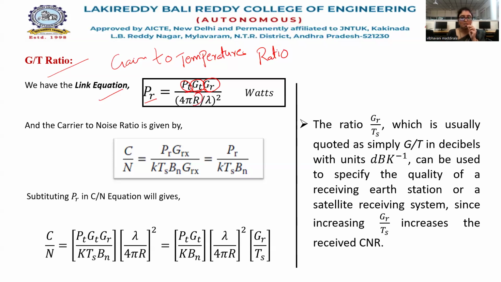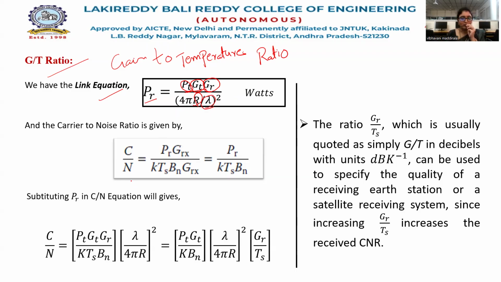And R is the distance between the satellite and the Earth station. And lambda represents the wavelength of the operating frequency. So here we have this equation, the power received from the satellite at the Earth station, which is called the link equation.